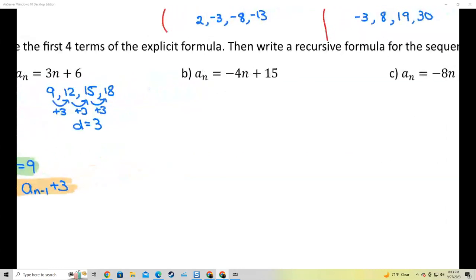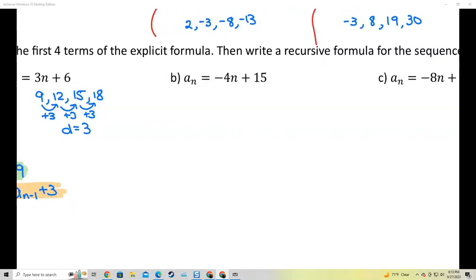All right, let's take a look again. Okay, so I think we are going to get the hang of this. I want the first 4 terms. Remember, in order to get your first term, we're going to say, did they tell me what the first term was? No, I got to figure it out. And that's okay because I know my n is 1. That means anywhere I see an n, I'm just going to replace it with the number that I have. So this is going to be negative 4 times parentheses 1 plus 15.